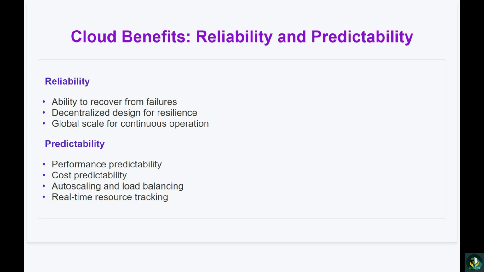Cost predictability. Cost predictability helps businesses forecast and manage their cloud spending effectively. This is supported by the pay-as-you-go model. Businesses only pay for the resources they use, making costs directly tied to actual usage. Real-time tracking. Cloud platforms provide tools to monitor resource usage and costs in real time. Cost analysis tools. Advanced analytics help identify patterns and trends in resource usage, enabling more accurate future planning.